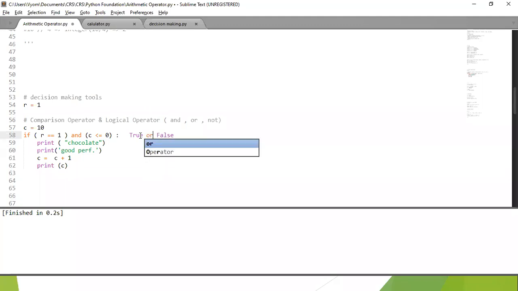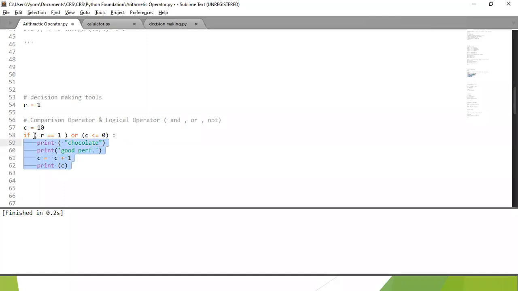But if I make and as or, then what will happen? Then it will get executed. Why? Because or says either this one or this one. If any of these is true, I'll consider the entire expression as true. And then if I execute, this will get executed. Clear? No error. Perfect.